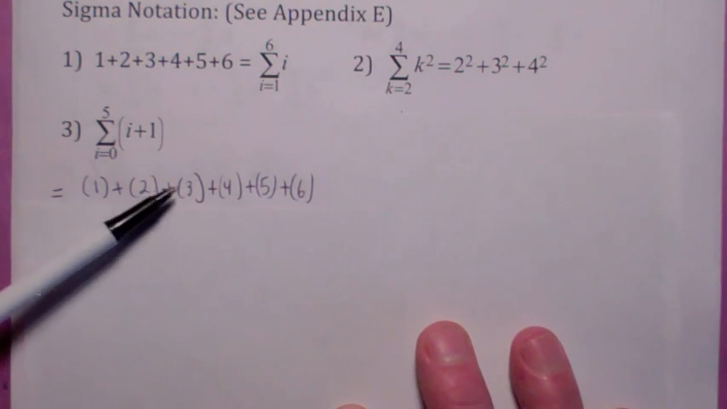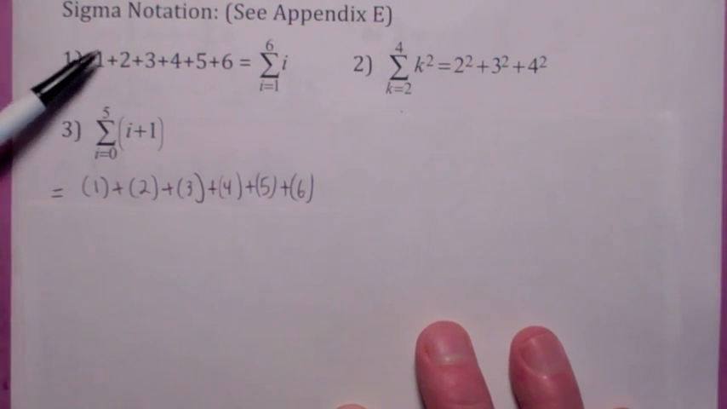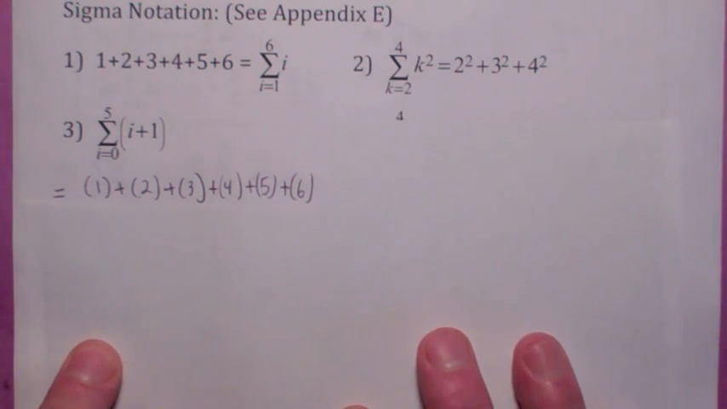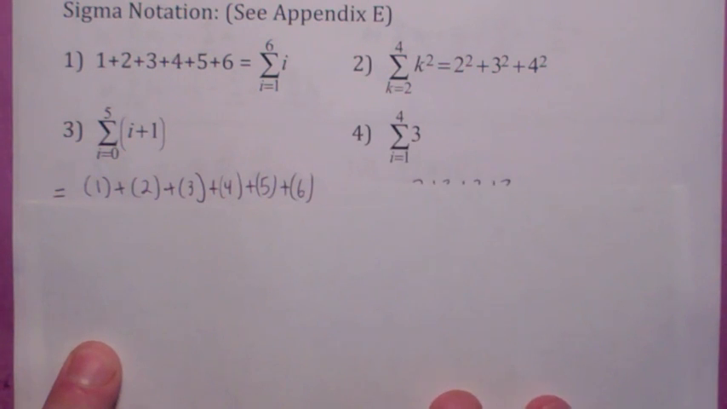Well, what I want you to realize is this sum is exactly the same sum we had in problem number 1. So the point is there may be lots of ways to write the same sum using this notation. You just might have to write a couple terms out to see what's going on. This is kind of nice.